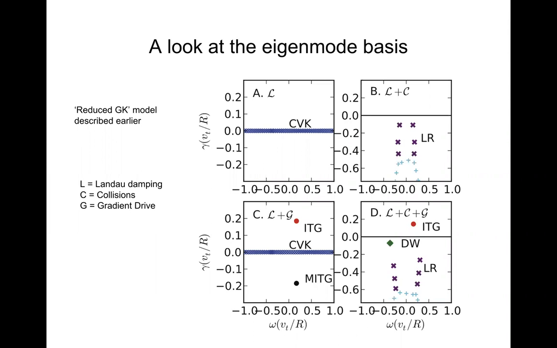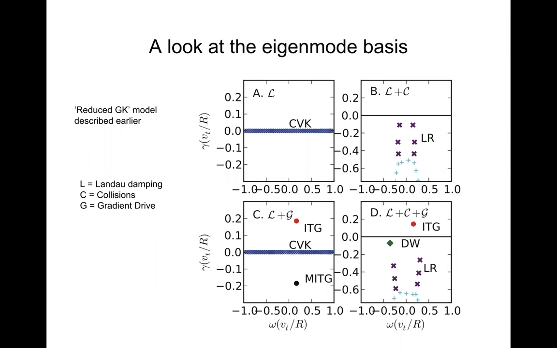You have the Landau damping term, the collisions, and the gradient driver, all three in here. This is the full linear operator. I won't talk about these, but this one is interesting because this is the linear operator without the collisions. And in the spectrum here, you have this continuum of modes with zero growth rate. These are what you'd call Case-Van Kampen modes.